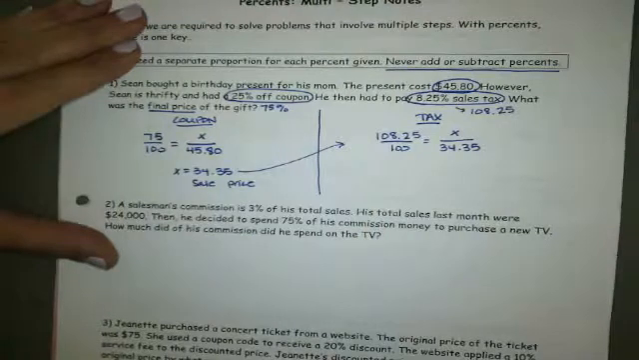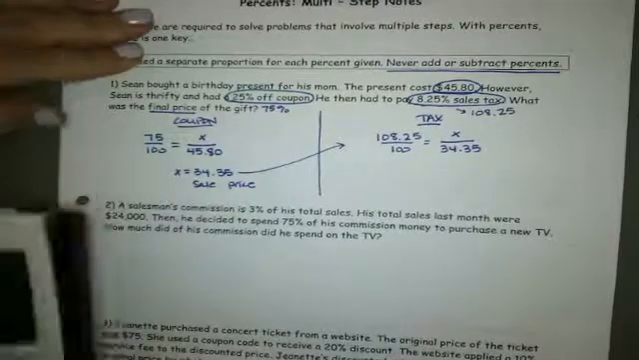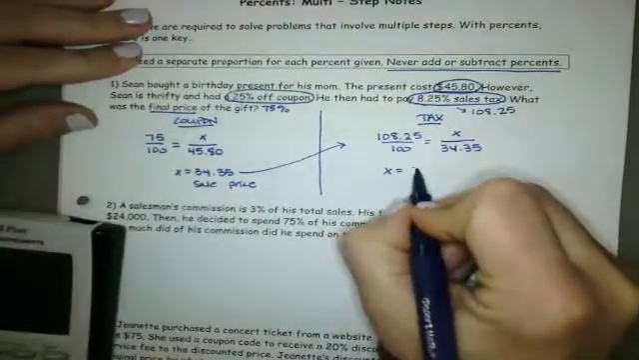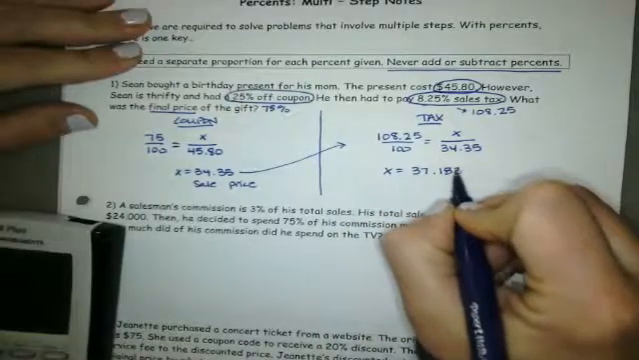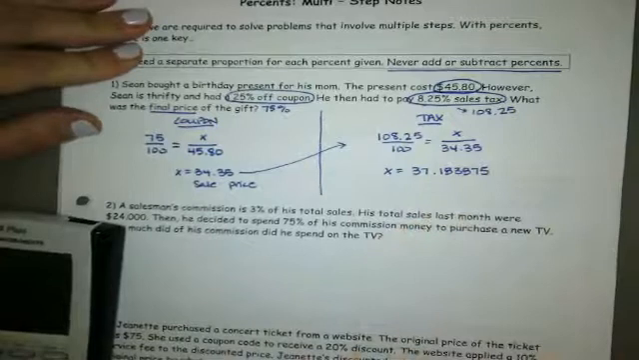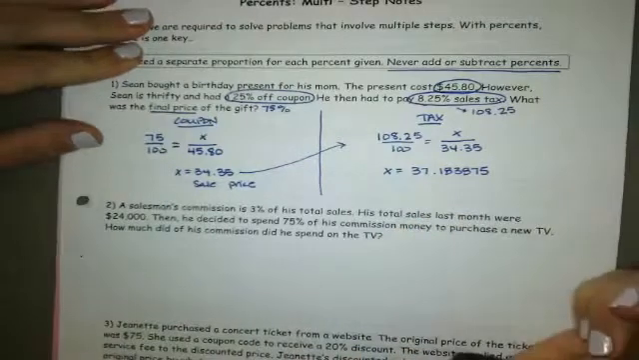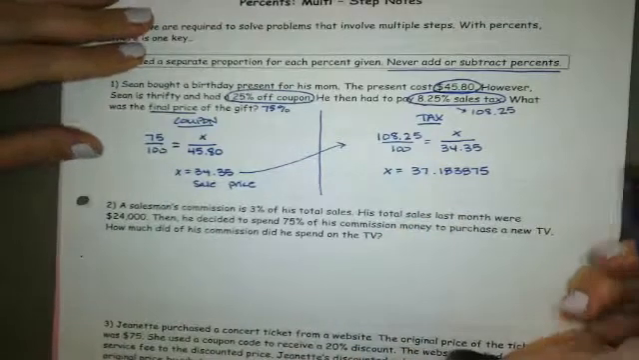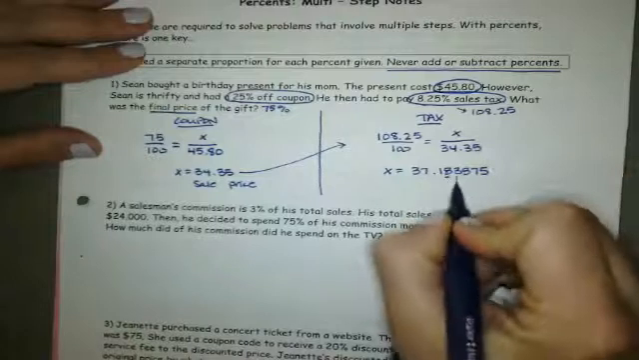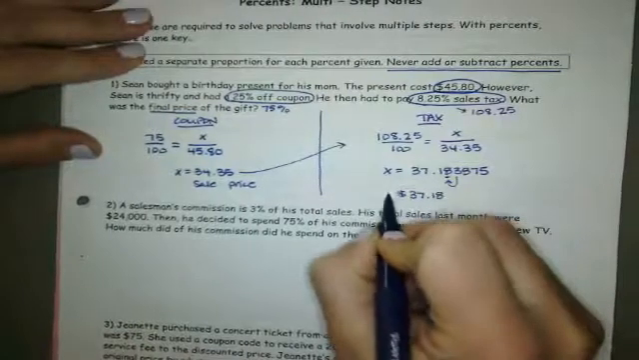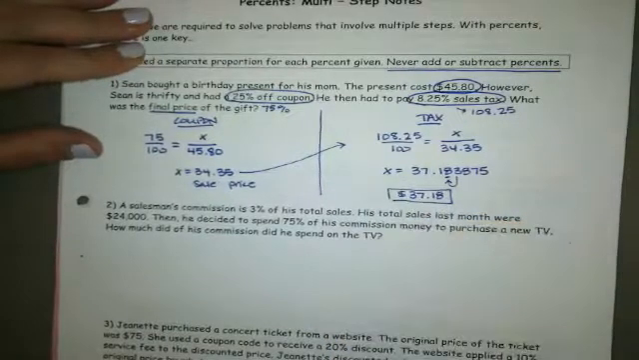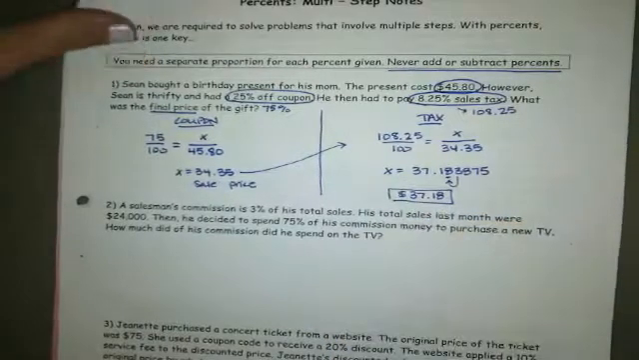Okay, so now I'm going to solve that. And I get 37.183875. Yes, you have to write that whole number down because that is what X equals. But then because this is money, we're going to round to the hundredths. The 3 tells the 8 to stay. So we get $37.18. And that's our final answer.